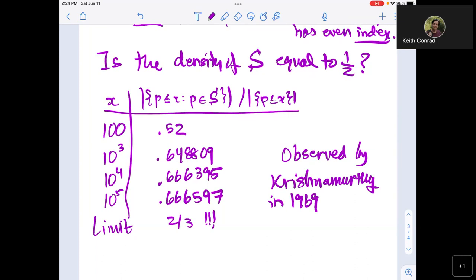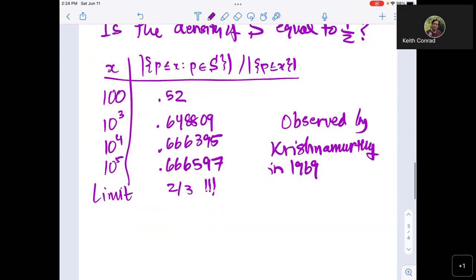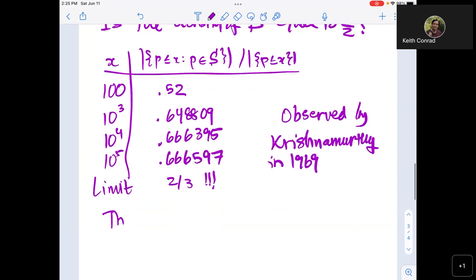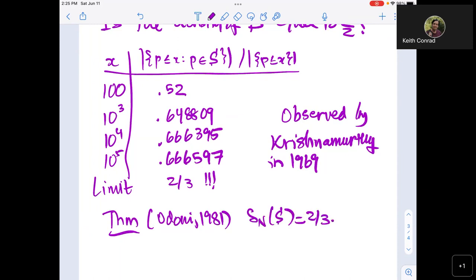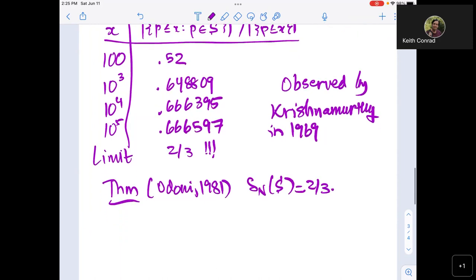And he kind of observes and he pointed this out. It's like, can anybody explain this? And so then it was settled in 1981. Adoni showed, indeed, the density is 2/3. And I'm not going to go through the details of the proof.